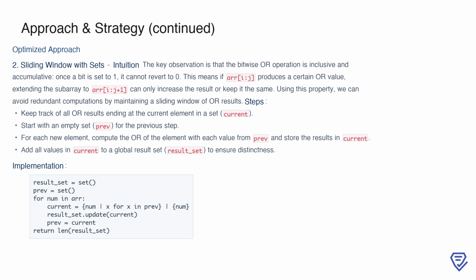Additionally, the OR of the element by itself is also added to current. Finally, all values in current are added to a global result set, ensuring that we only store unique results. This approach leverages the accumulative property of OR, significantly reducing redundant calculations. By the end, the size of the result set gives us the desired count of unique OR results.